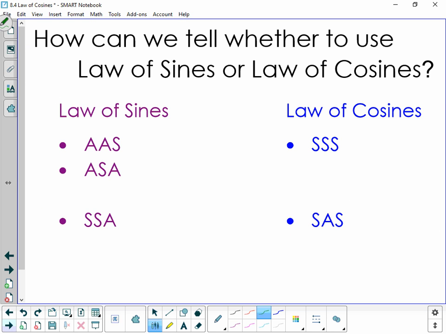I want to talk just for a second about in which cases you can use which law. Now, if you have a triangle and you know two of the angles, you can always use the law of sines. If you know two angles, it really means that you know all of the angles because you could just subtract to find that third angle. So if you have two angles, regardless of which side you have, you can always use the law of sines because you'll have that partnership.